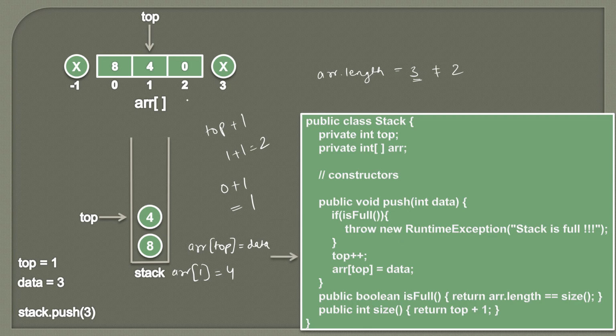Now the next value should come here, because this space is occupied. So we increment top. Top becomes 2. And at the second index, we insert the data, which is 3. So 3 comes here. So if we visualize the stack, it looks like 3 is pushed like this and top is pointing to it.